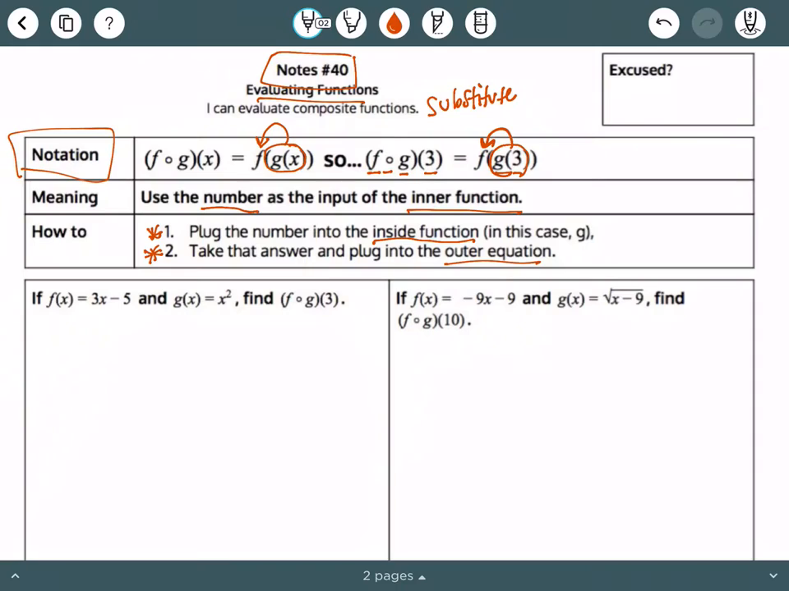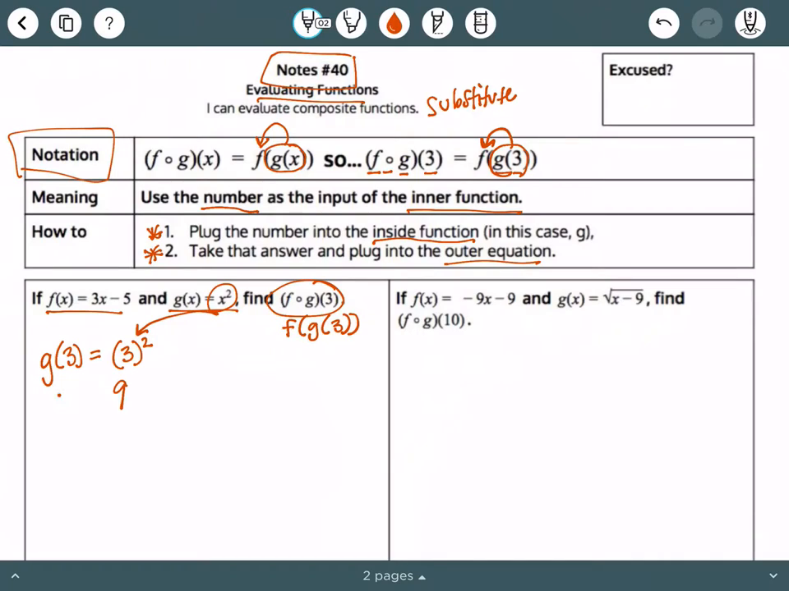So let's take a look at an example. So we have our f equation and our g equation. This says f of g of 3. So I'm going to say f of g of 3. So first I'm going to find g of 3. G of 3, I'm going to take the g equation, which is x squared, and everywhere I see an x, I'm going to put in the number 3 in parentheses. So I have parentheses 3 squared. This is the x squared from here, which would be 9.